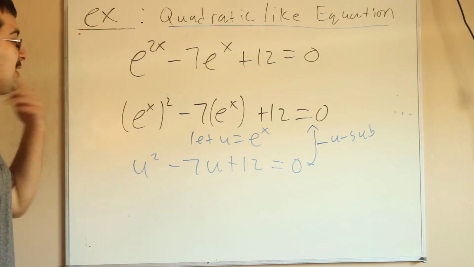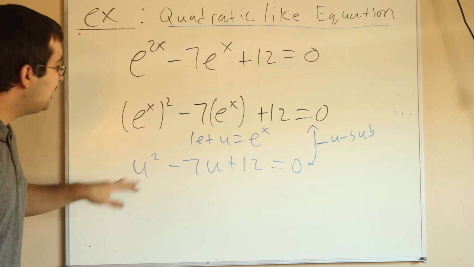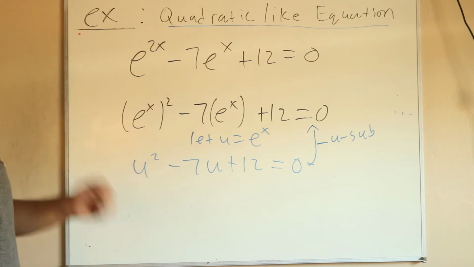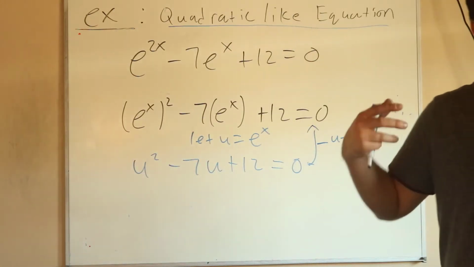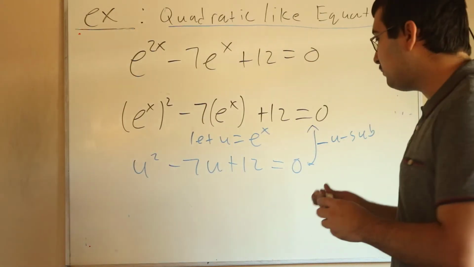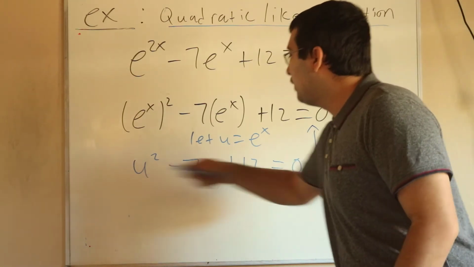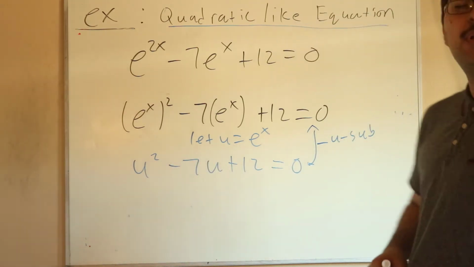So here we have just applied our u sub technique. We have rewritten this exponential into a nice quadratic. And why do we want to do that? Because we know how to solve quadratics. We know how to isolate the variable here. So for us, we now have u squared minus 7u plus 12.